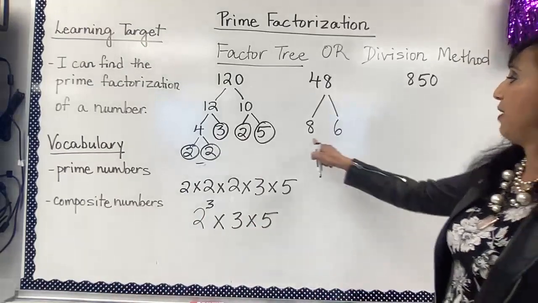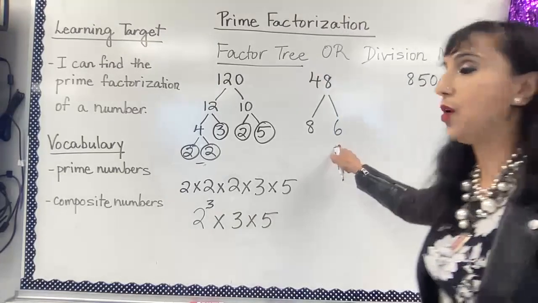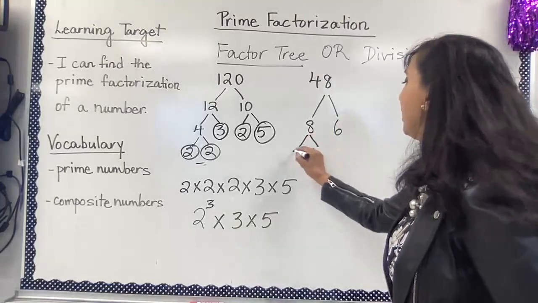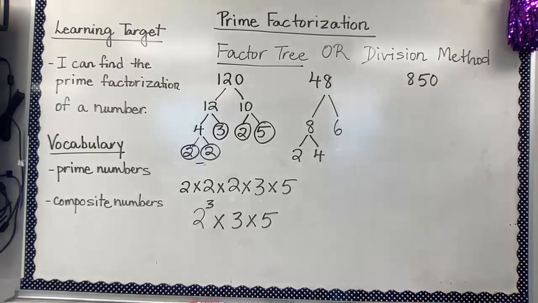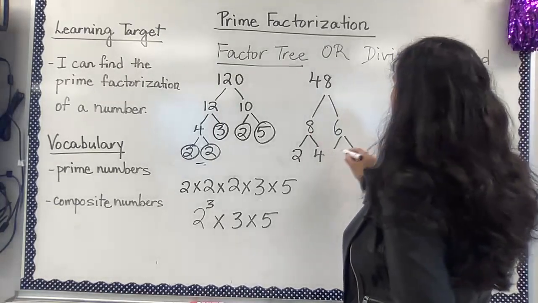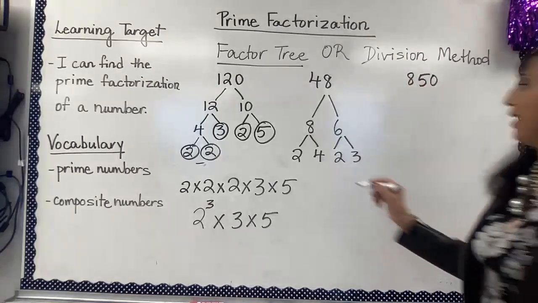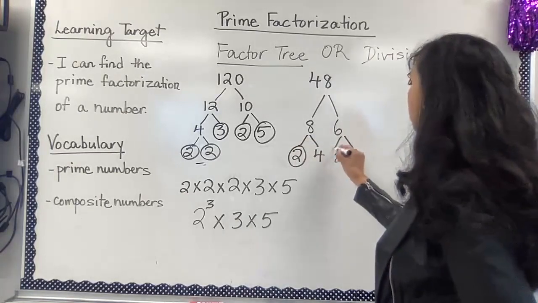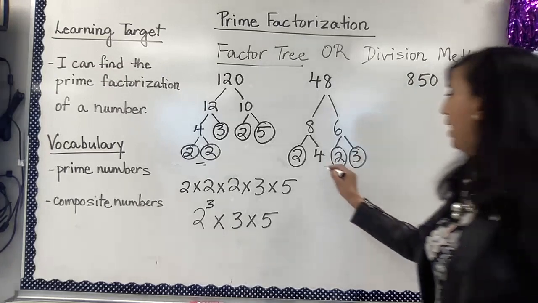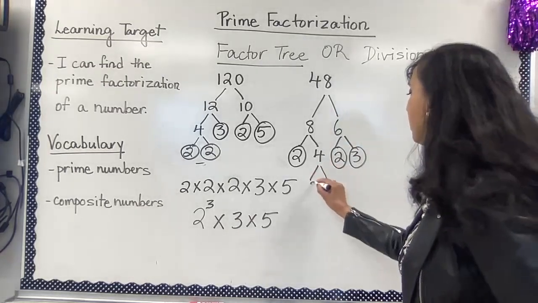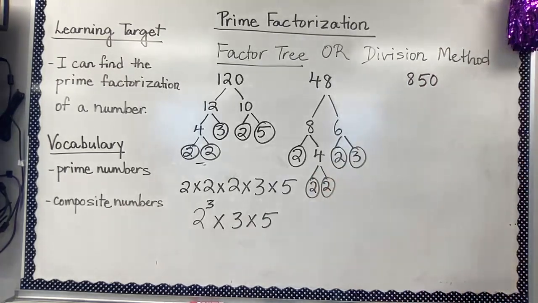Okay, so if I have 8 times 6, we know 8 and 6 are both composite numbers. So for 8, I can do 2 times 4. And for 6, I can do 2 times 3. Now, over here, what do I see? I can see that 2 is prime, 2 is prime, 3 is prime. And then I have 4 left, which is still a composite number, and that would be 2 and 2, because 2 times 2 gives me 4.